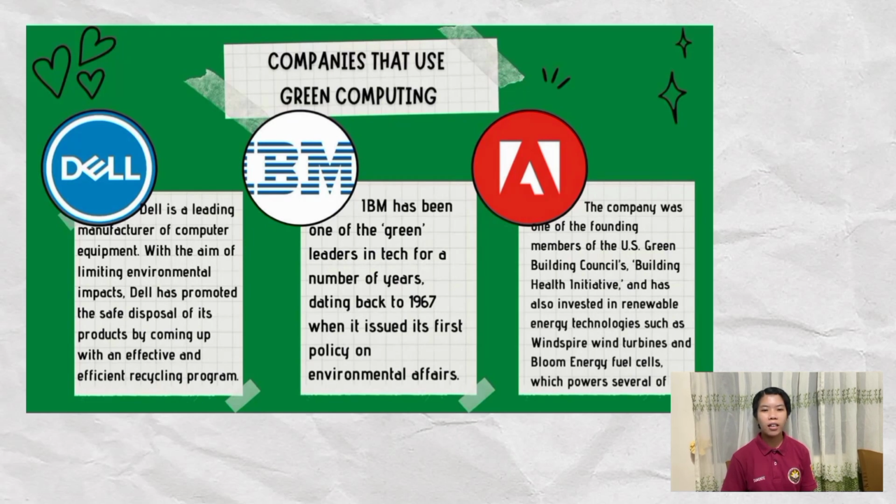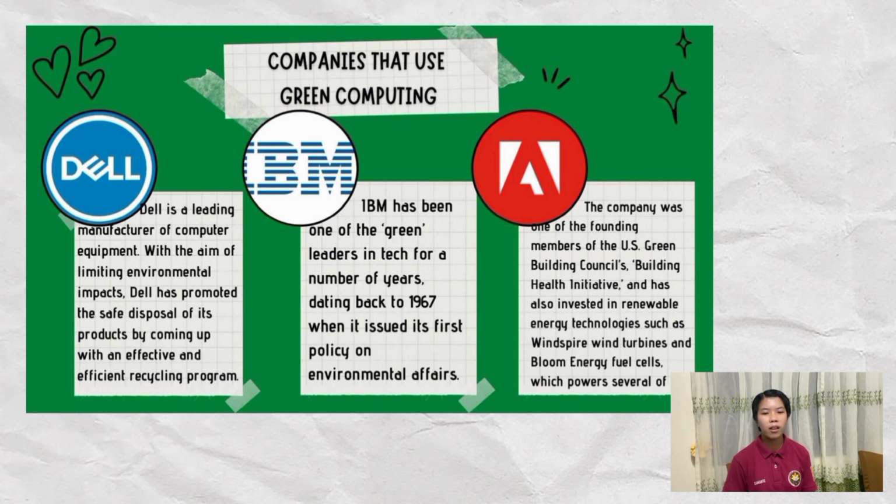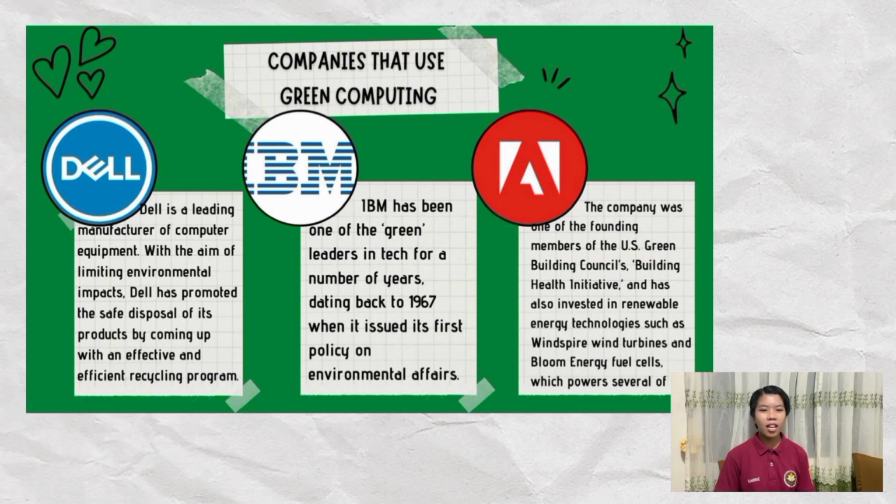First is Dell. Dell is a leading computer equipment maker that has developed successful and efficient recycling initiatives to encourage the safe disposal of its products and reduce its impact on the environment. Next is IBM. Since releasing its initial environmental affairs policy in 1967, IBM has been a prominent player in the green tech sector. Next is Adobe.